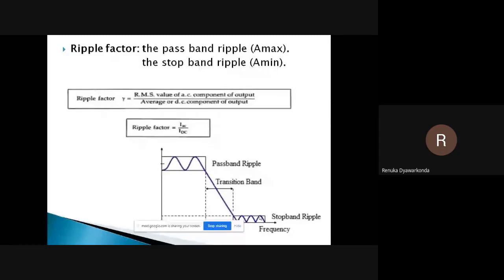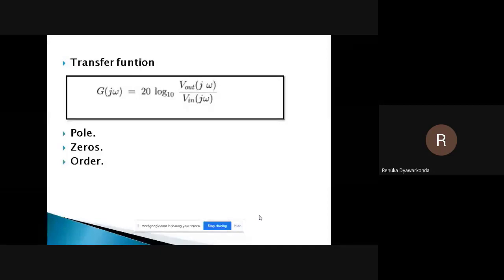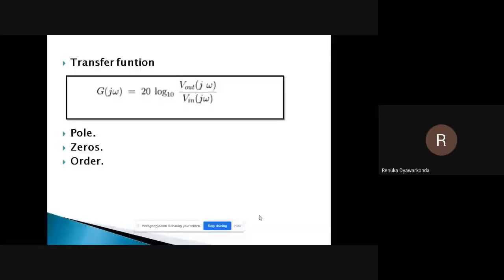The next is transfer function. So transfer function is nothing but simply the ratio of output upon input, and it is usually expressed on a logarithmic scale, that is in dB, and the formula is H(j omega) is equal to 20 log to the base 10 of Vout(j omega) to Vin(j omega). Then next is poles. Poles are nothing but the roots of the transfer function when we make the denominator equal to 0. And zeros are nothing but the roots of the transfer function when we make the numerator equal to 0.